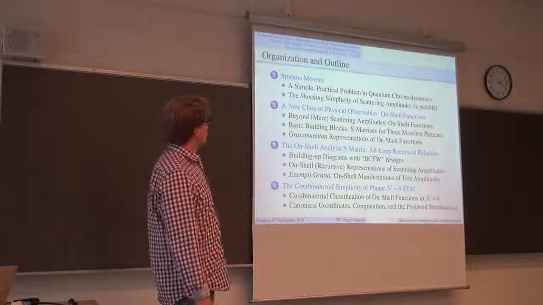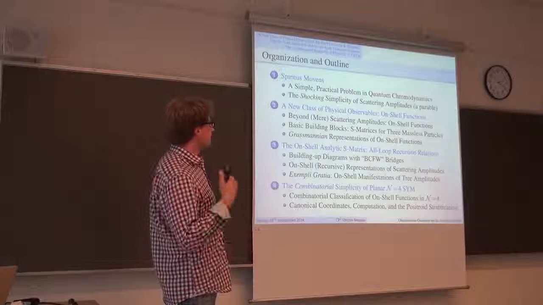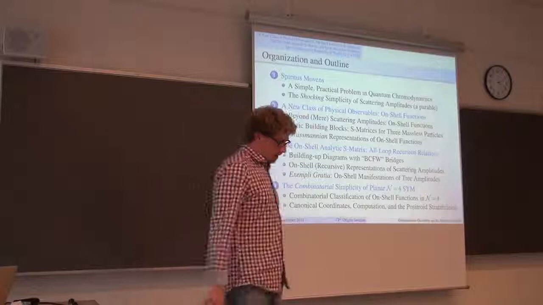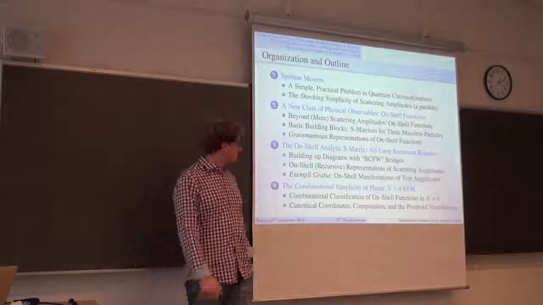We'll derive the all-loop recursion relations for planar N equals 4, but it's more or less just an excuse to look at some examples in detail. And we'll discover that, in fact, the reason why planar N equals 4 is such a nice theory is because it's entirely combinatorial. So, we'll close with that.